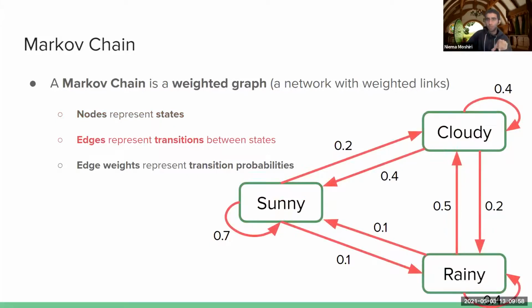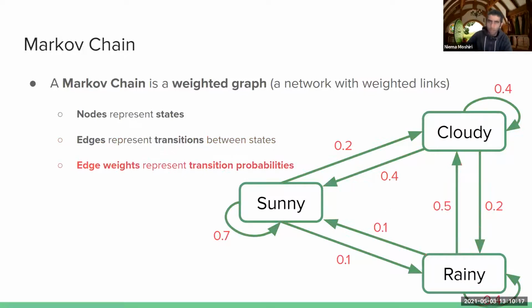And the edges of this network represent transitions between states. So I can go from sunny to cloudy. I can go from sunny to sunny. So maybe today is sunny, tomorrow is also sunny. Maybe today is sunny, but tomorrow is rainy. I can transition between any given pair of states.